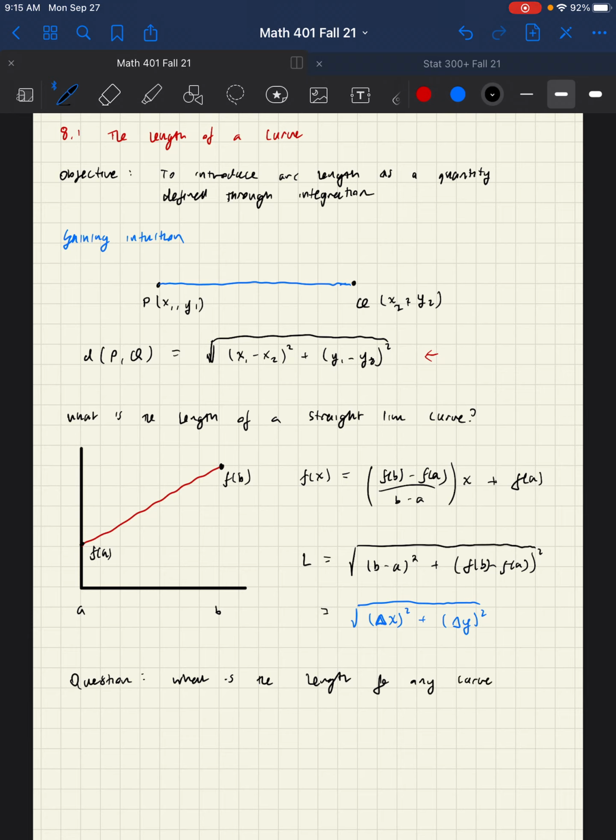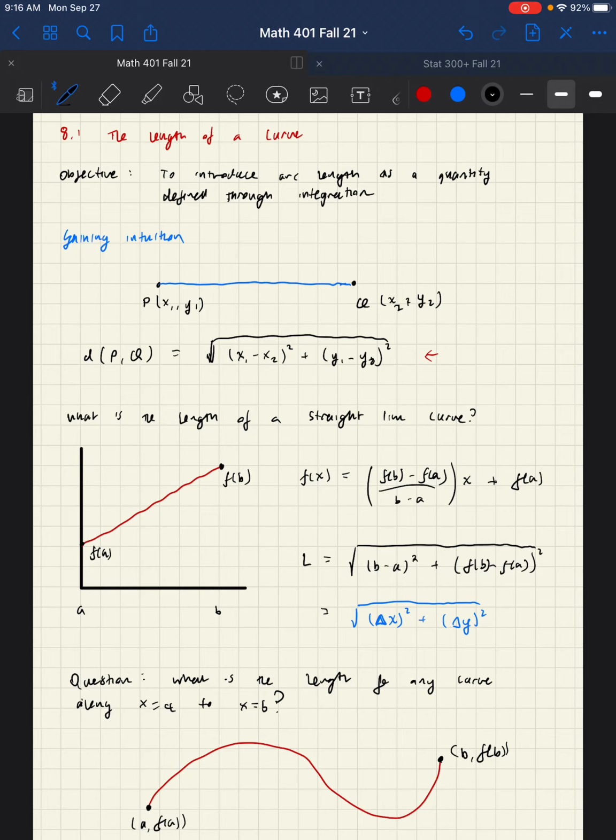what is the length for any curve along x equals a to x equals b? So for instance, if we instead had something that looked like this. We had f of a here, b, f of b. We couldn't apply the same formula here because that would give us the straight line from a to b, and that's not the length of the curve.